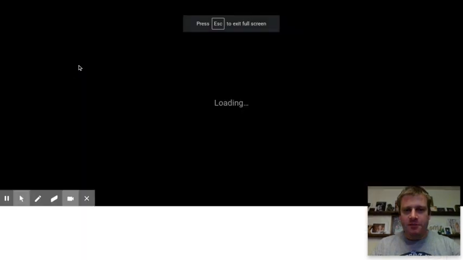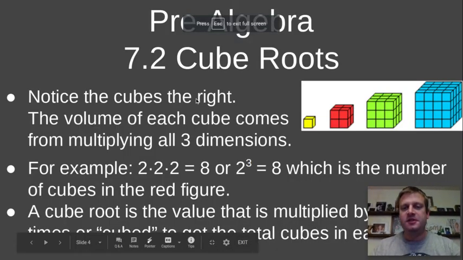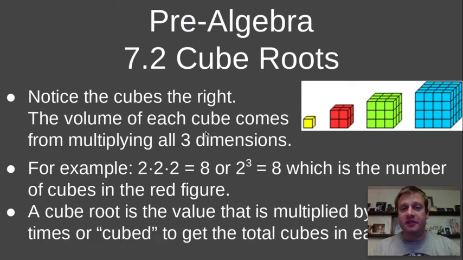So cube roots end up being slightly similar to square roots. The big difference is cube roots ultimately are best illustrated by volume, whereas square roots are best illustrated by area. So notice the figures of cubes to the right there. The first cube is a volume of 1 cubic unit.